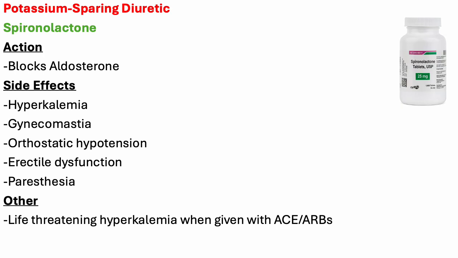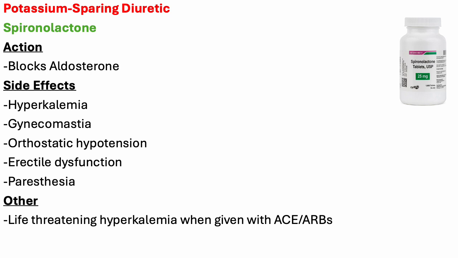Next is a potassium sparing diuretic, and the drug is spironolactone. The action is to block aldosterone, which controls the sodium potassium pump, sodium retention, and calcium excretion. So since aldosterone is blocked, you're going to have a decrease in sodium, a decrease in water, and an increase in potassium. So this drug is a potassium sparing diuretic, so it keeps the potassium, unlike every other diuretic that we went over, which removes potassium.